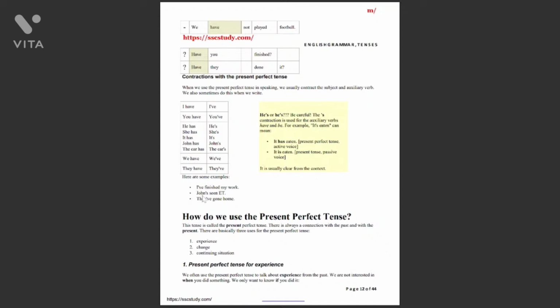Here are a few examples also. I have finished my work. John has seen ET. They have gone home. These are a few sentences to help you understand better.